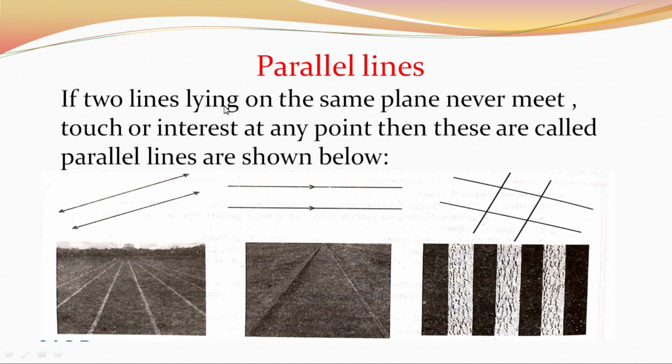If two lines lying on the same plane never meet, meaning when two lines are going and never meet, you can see that this line and this line do not meet at any point because these lines have the same distance everywhere. They do not touch or intersect at any point. Then these are called parallel lines, as shown below.